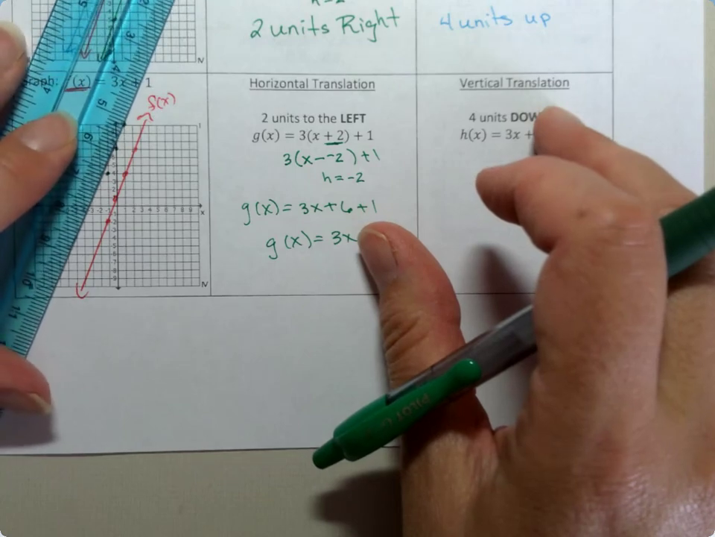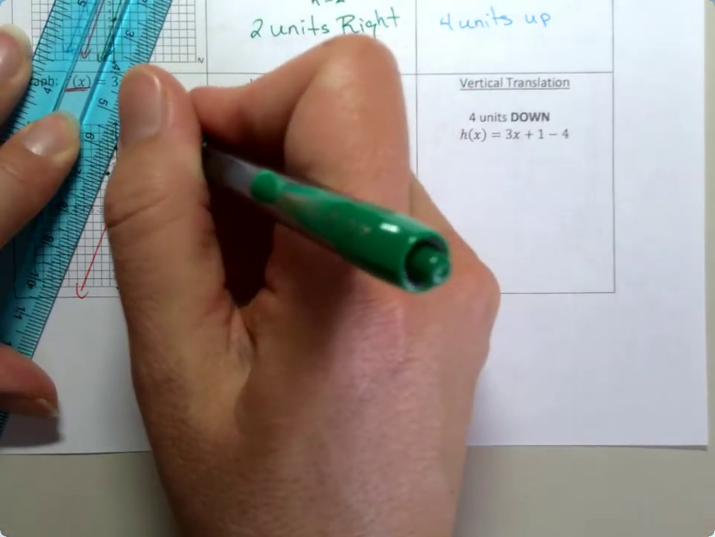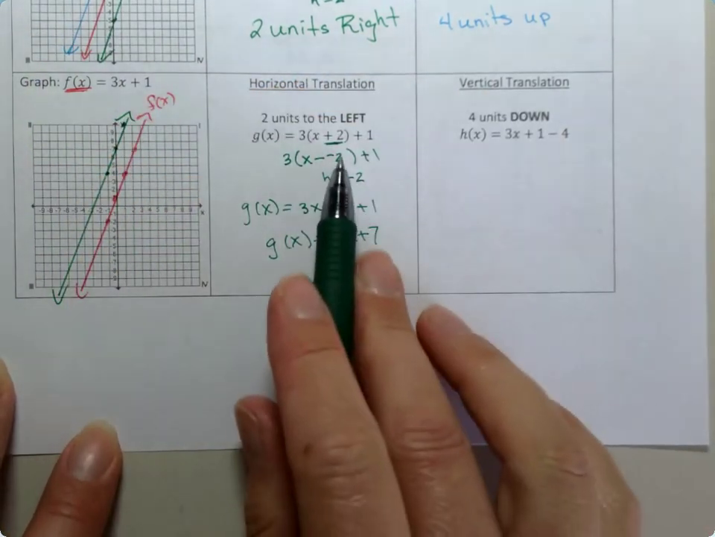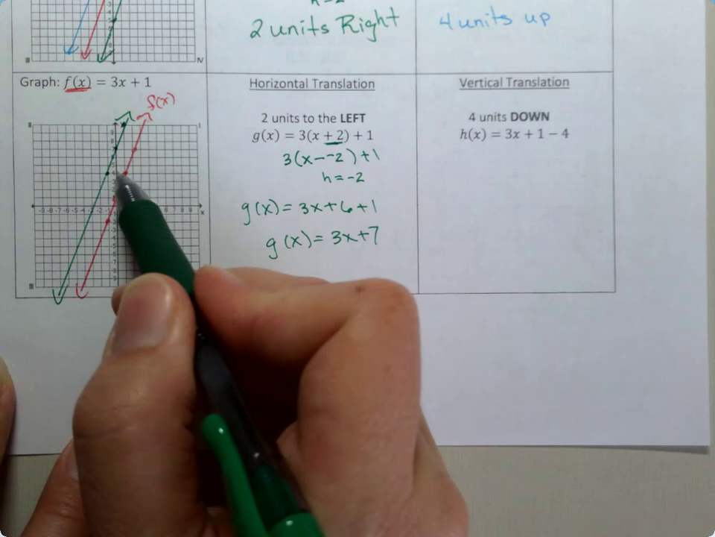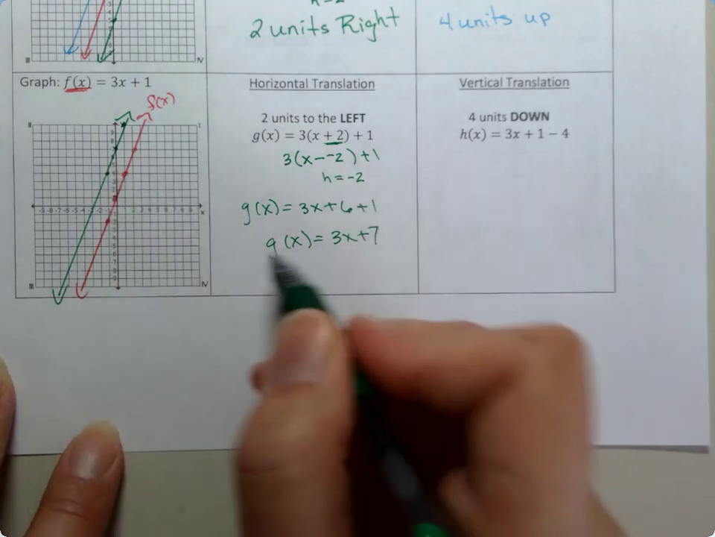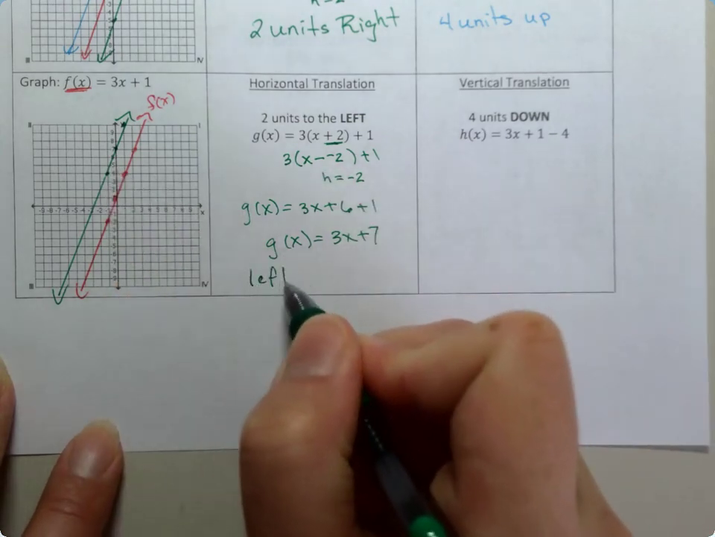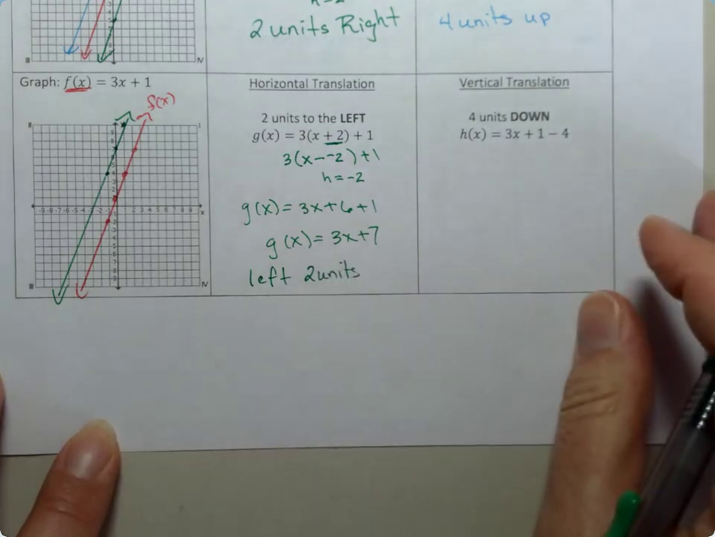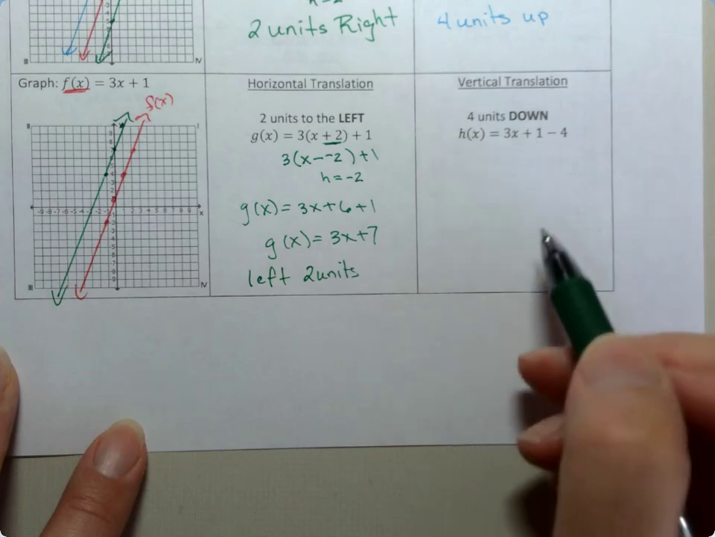And look at the change. Did we go up, down, left, or right? We went to the left 2. So my red line shifted 2 units. So left 2 units. Okay, then the next one, it's telling us we're going down 4.